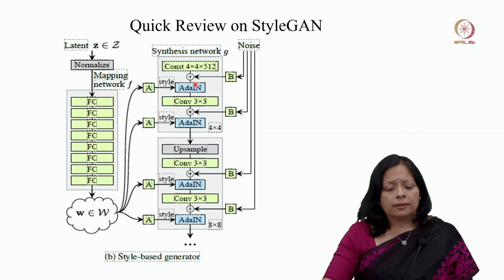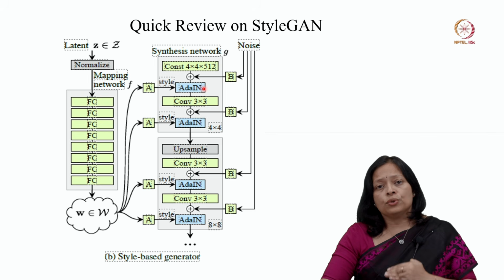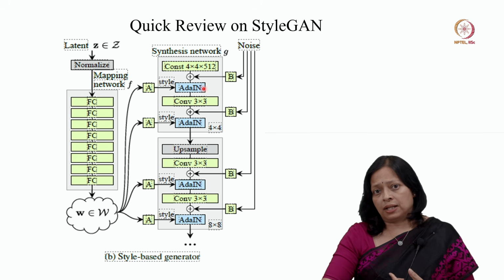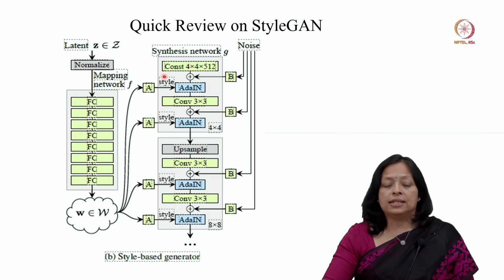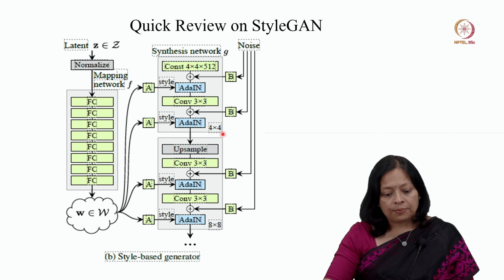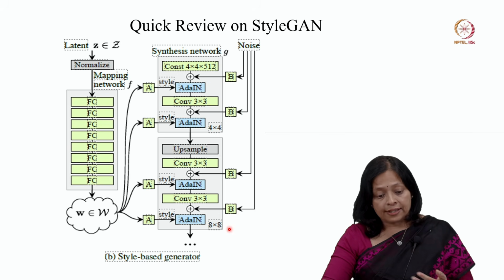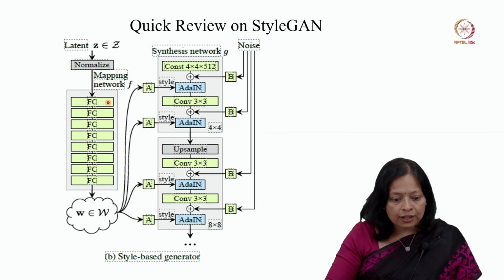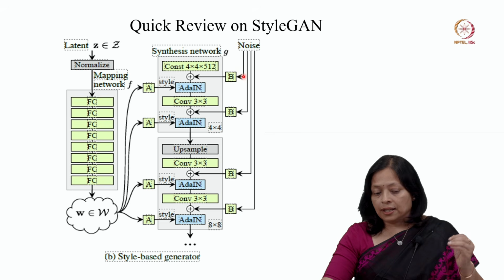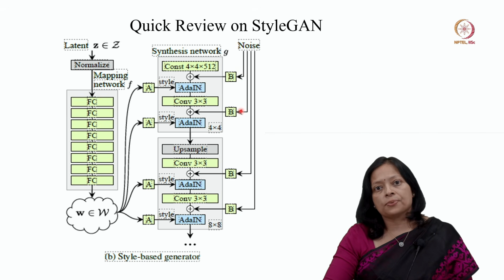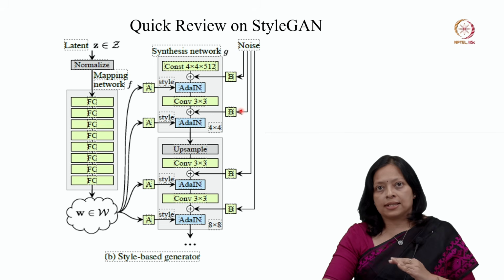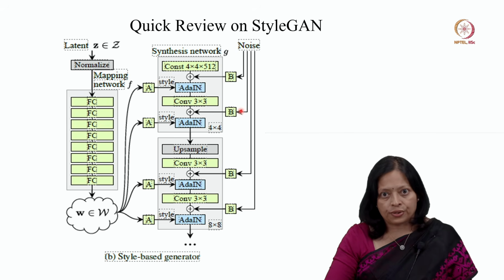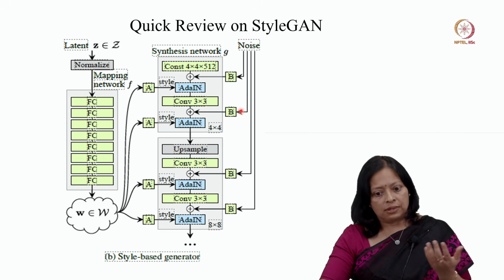When the style parameters were introduced into AdaIN, it had two steps of operation. One is to normalize the feature maps and the other is to modulate with these style parameters. And then there was a progressive growing of the resolution. This block has 4 cross 4 resolution, the next block has 8 cross 8 resolution. So, this was the architecture of the synthesis network, and at every step there was some noise injection happening to bring in some stochastic variation in the images produced. So, this was the architecture of StyleGAN.